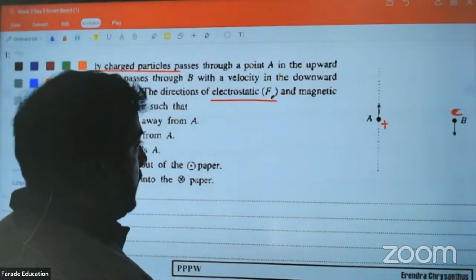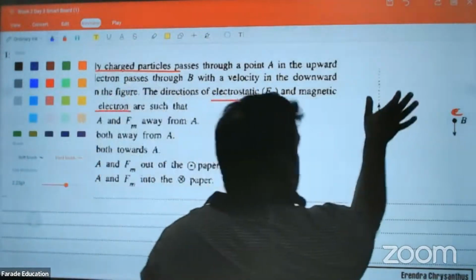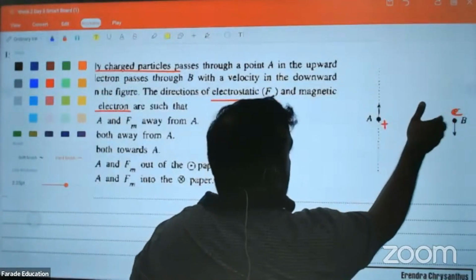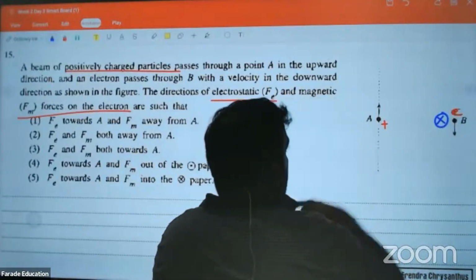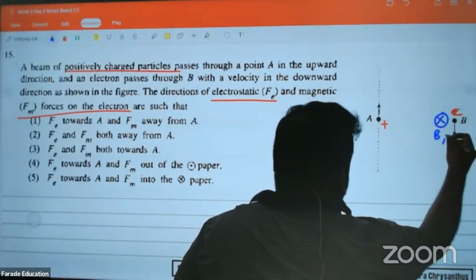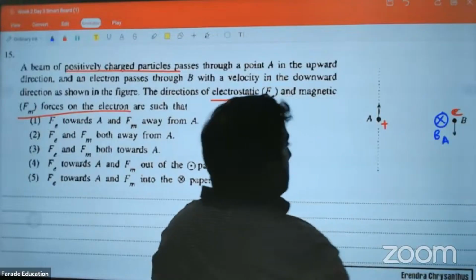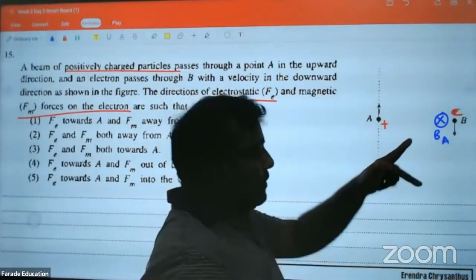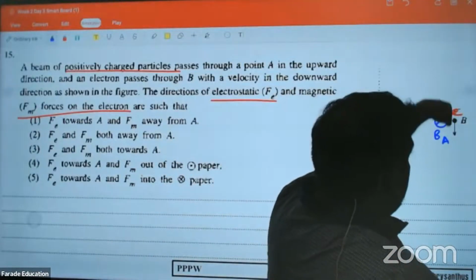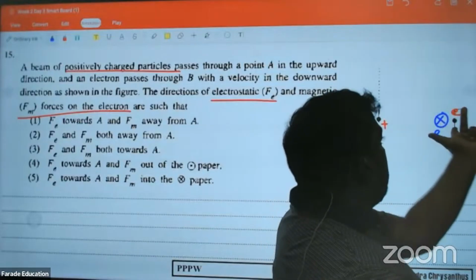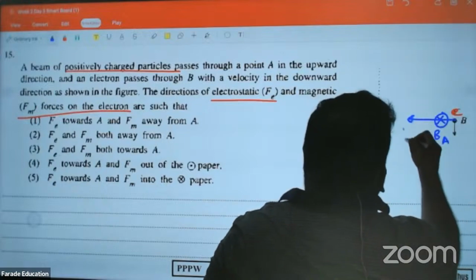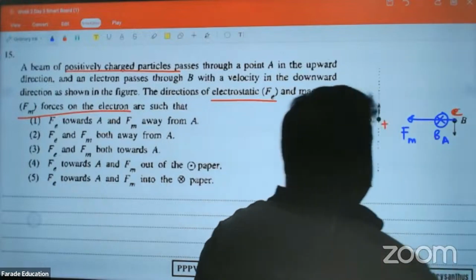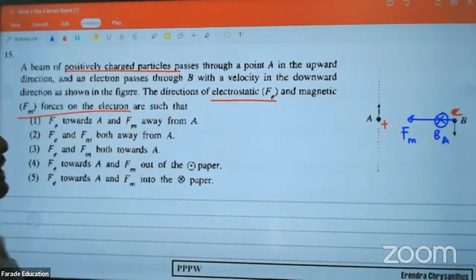Because of this current here, there will be a magnetic field inwards. Apply the left hand rule. Field, electron going down means current is up. Field, current, force. So the magnetic force will be in that direction.